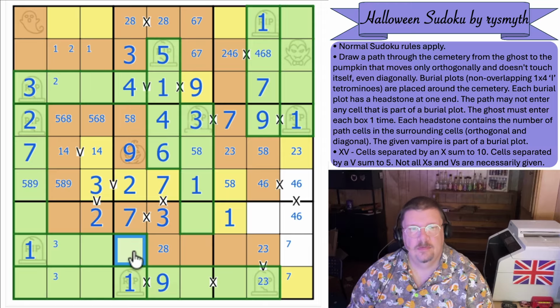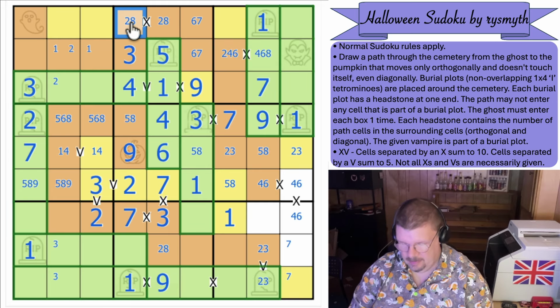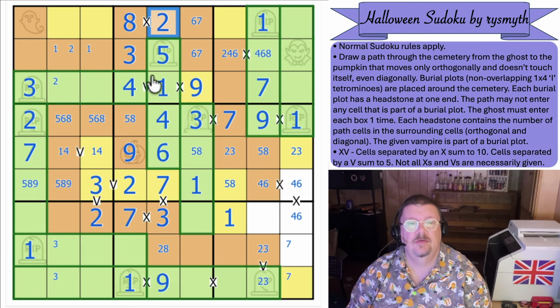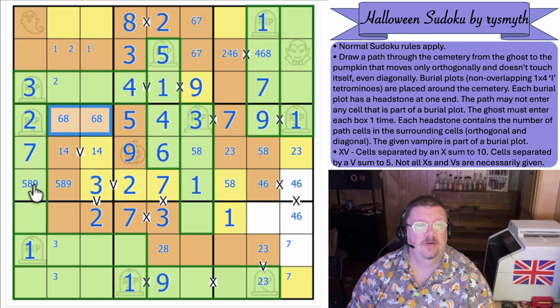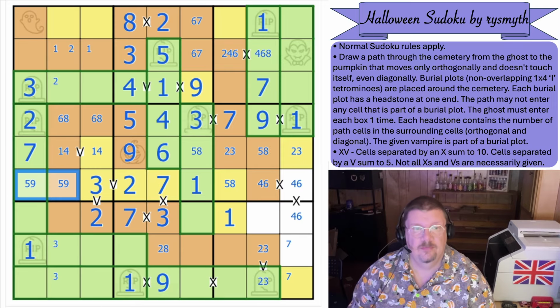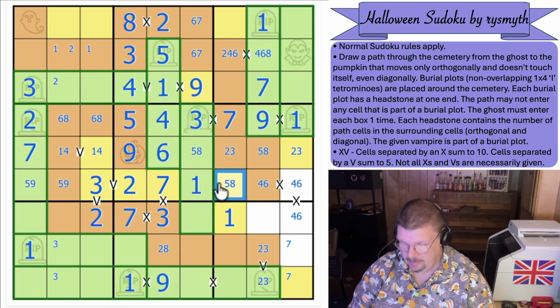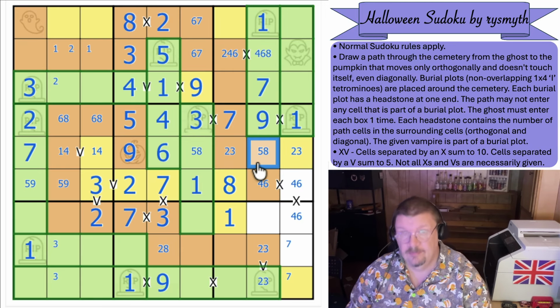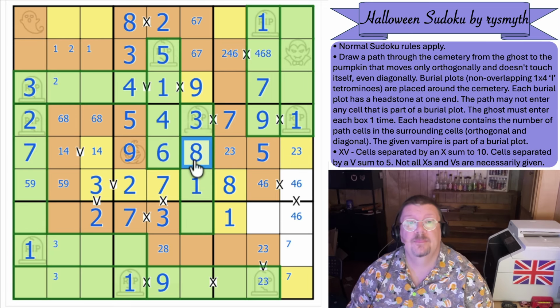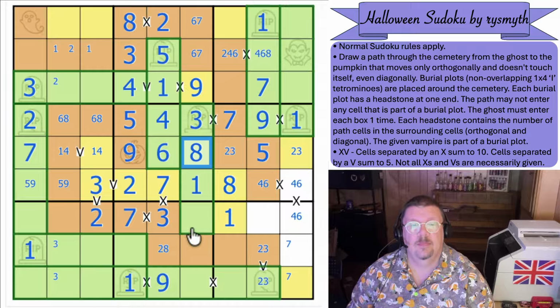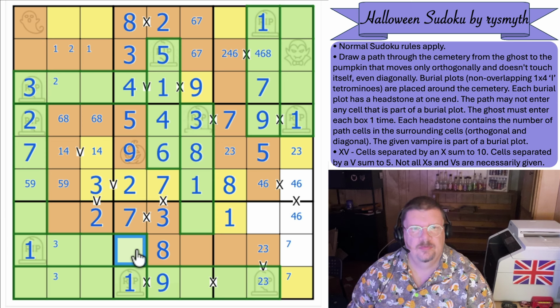Right, that 2 makes that 8, and that 2 makes that 5. That is a 6-8 pair. That is a 5-9 pair. That makes that 8. That's 5. That's 8. Okay, that looks a little better. This is an 8. This is a 6.